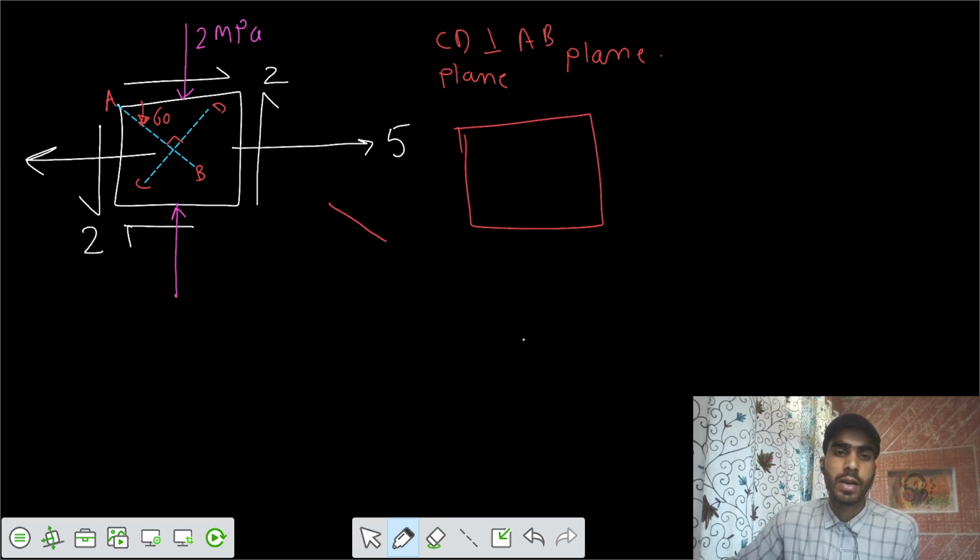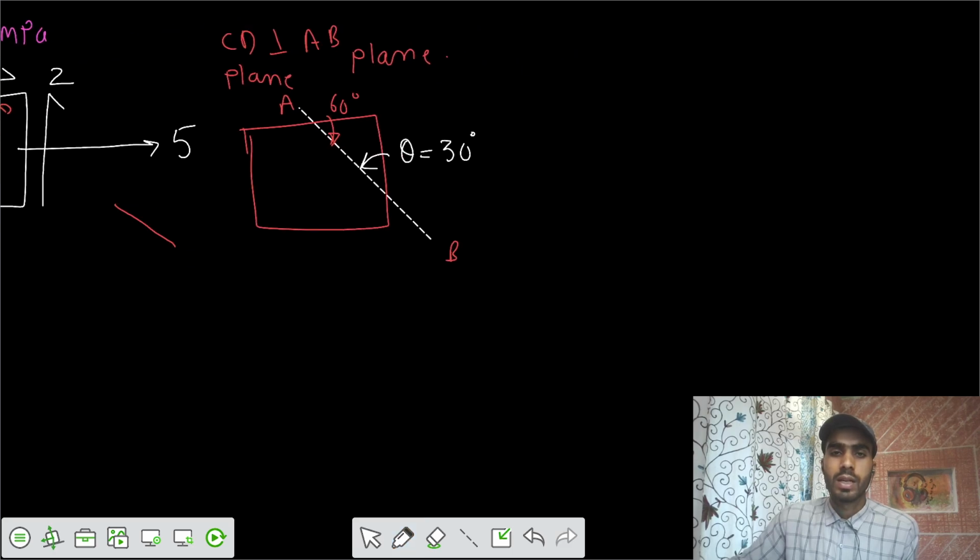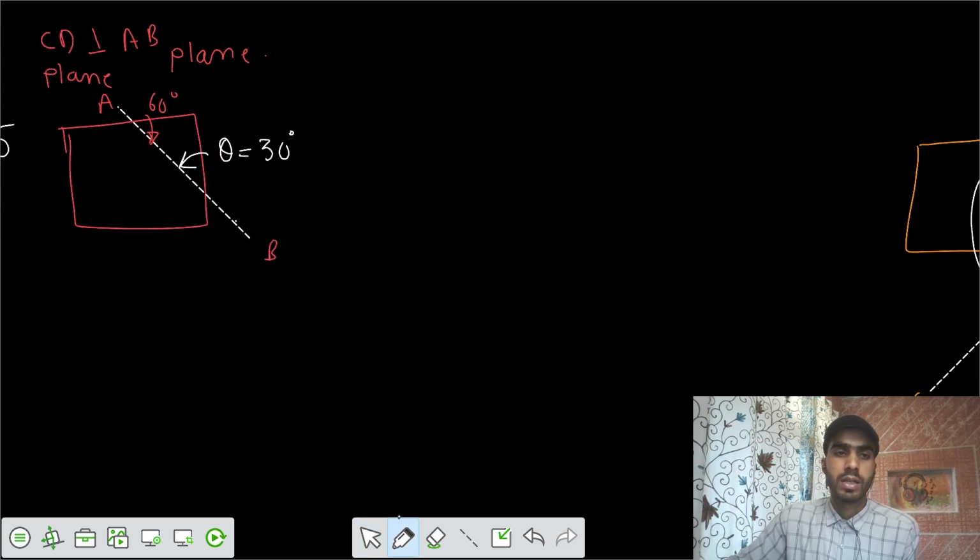So the line is in this fashion. We want to cut the vertical axis, which is our reference line, by that line AB. So this is our plane AB. It's making an angle of 60 degrees, so this is our theta anti-clockwise. We can write theta equals 30 degrees. So you can calculate the stresses on that particular element, say sigma x dash and tau xy dash.